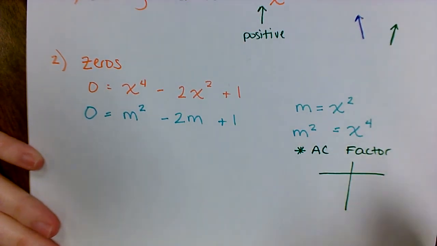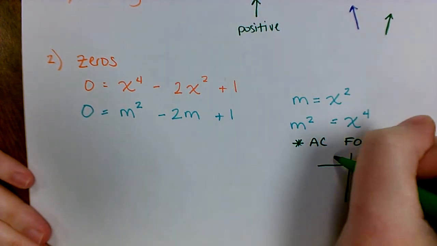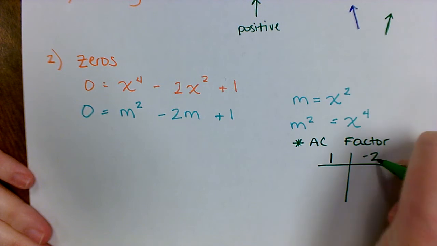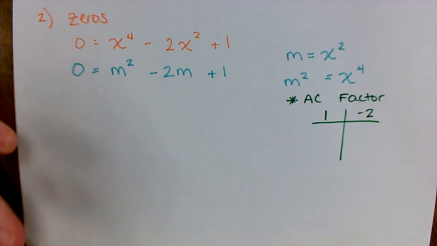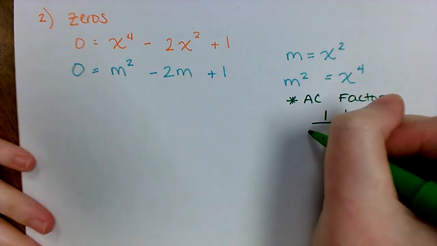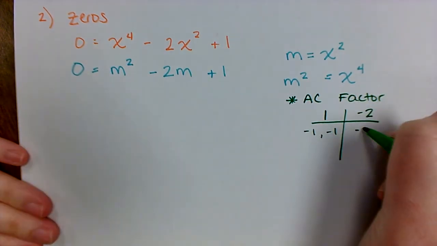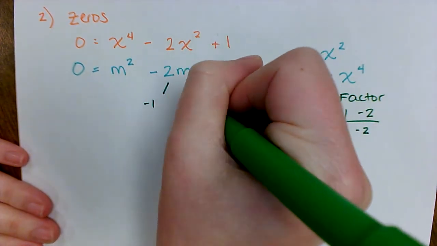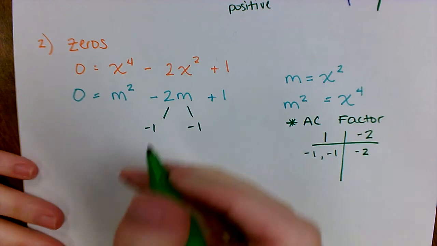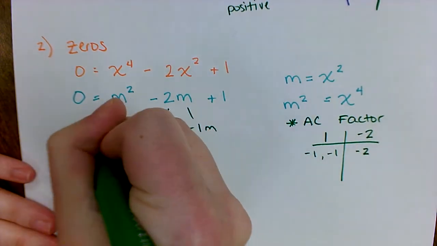So make my table. A times C is what here? Well, A is 1, C is 1, 1 times 1 is 1, B is negative 2. So what multiplies to positive 1 but adds to negative 2? Okay, so negative 1 times negative 1 is positive 1, and negative 1 plus negative 1 is negative 2. So my factors I'm looking for are negative 1 and negative 1. Negative 1m, sorry. So we replace that with negative 1m, negative 1m.